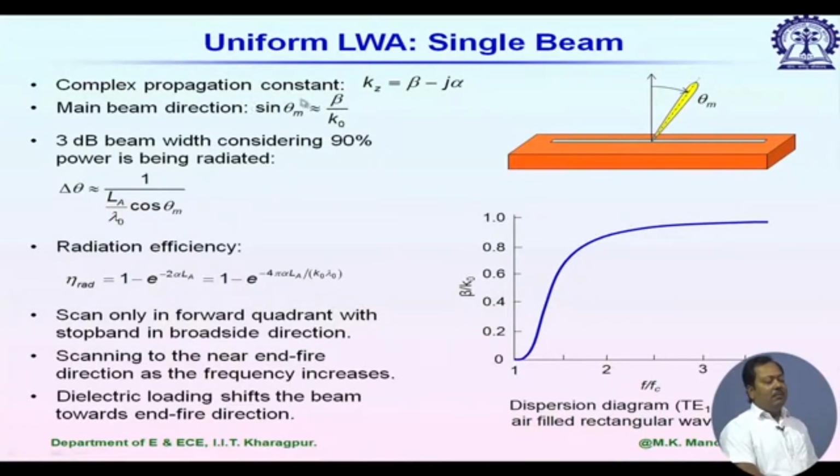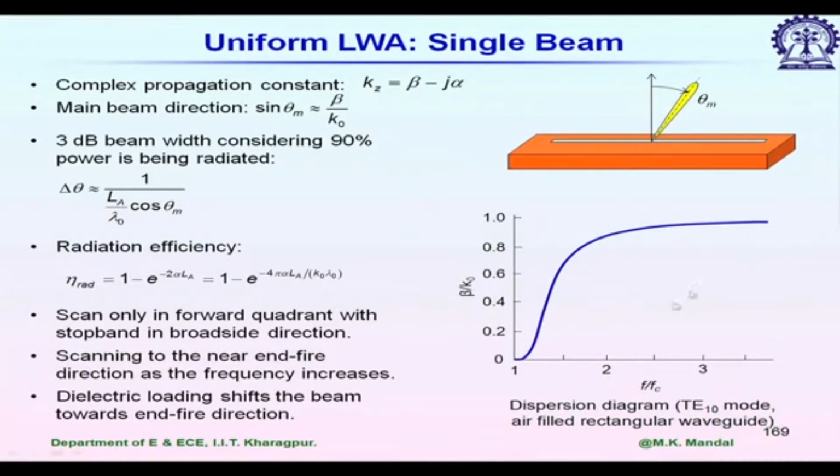So, sin theta m is approximately equal to beta by k naught. Now, one interesting thing: we already know the beta by k naught variation for a typical rectangular waveguide, as shown here. For the TE10 mode, it supports a fast wave, and beta by k naught is always less than 1. Now, with frequency, beta is changing, so beta by k naught is changing. So, what do we expect? If I change the frequency, theta m will change.